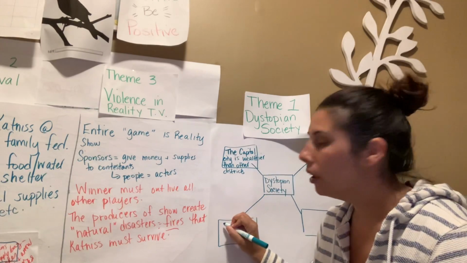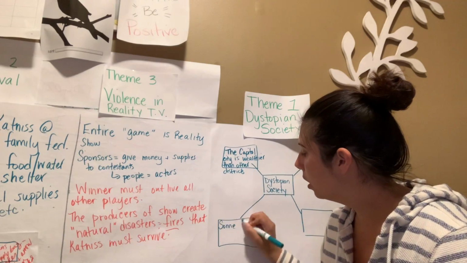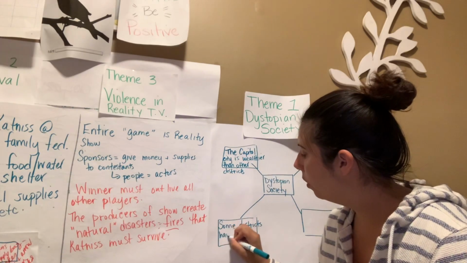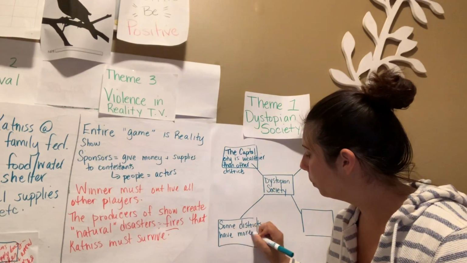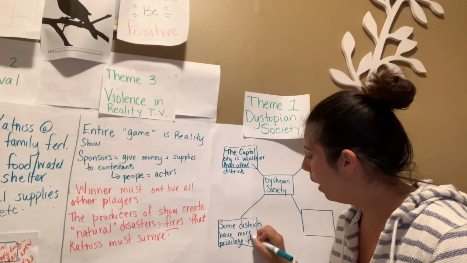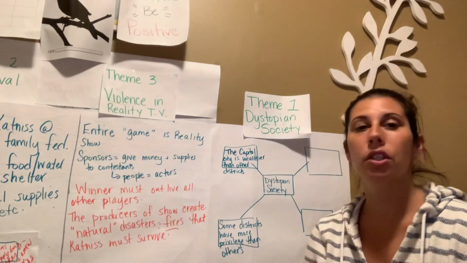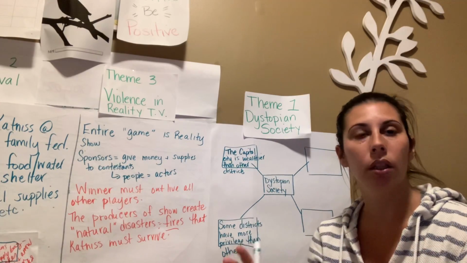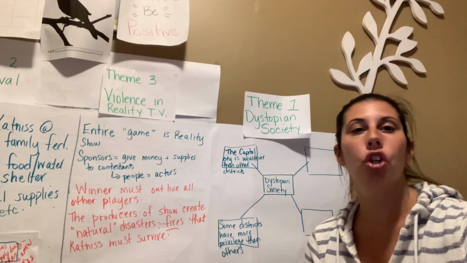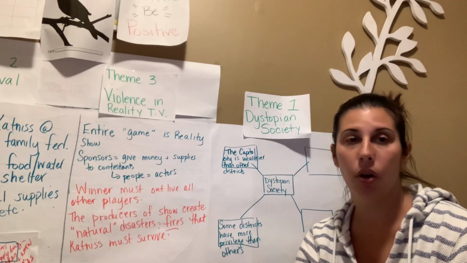So we can say some districts have more privilege than others. This shows that it's dystopian because it's not equal. Okay, so you would choose 2 other examples that show that it's a dystopian society. So any 2 other examples, there are plenty there.